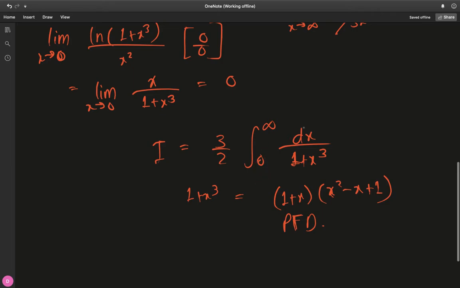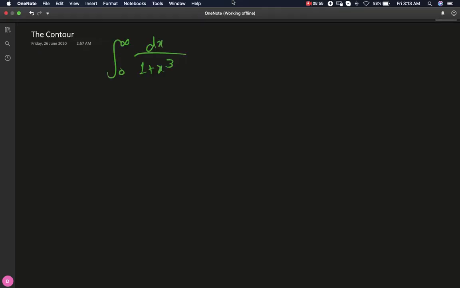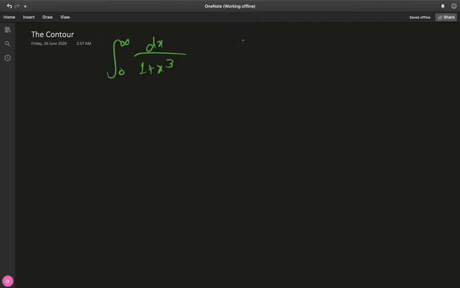So let's be fancy and use complex analysis, or the residue theorem, or contour integration, whatever you want to call it. If we have to integrate a function that looks like this, let's generalize it and make it a complex function, f of z defined as 1 over 1 plus z cubed. Okay, and now let's draw the contour.